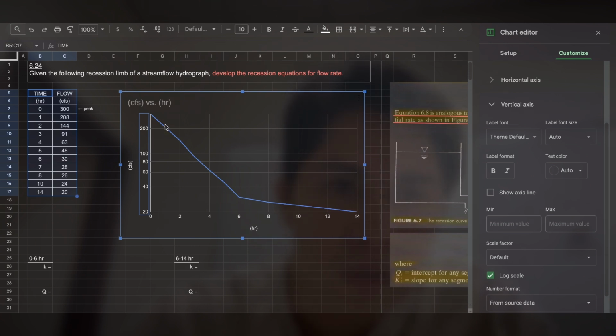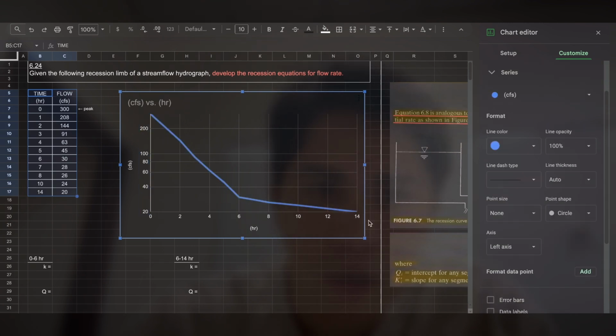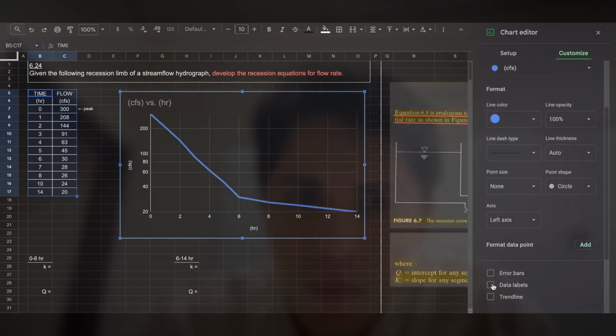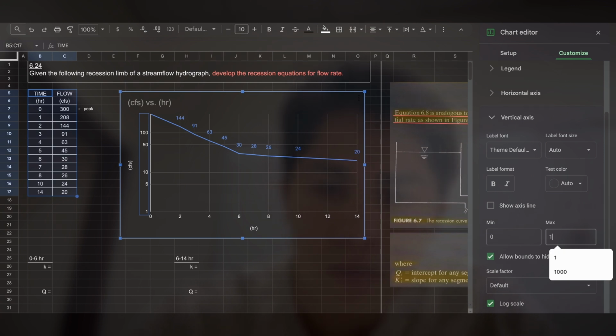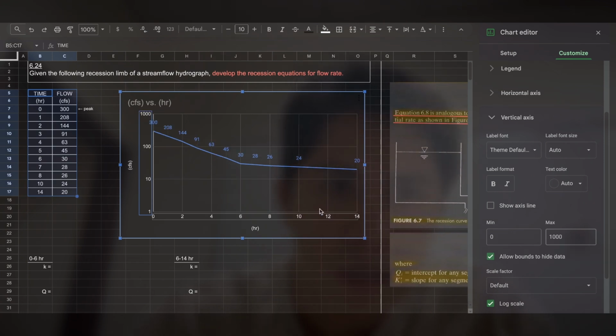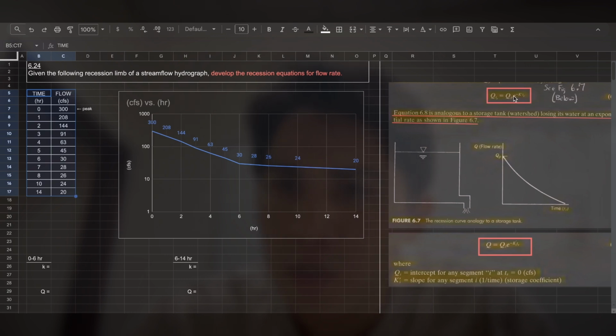So to make things a little more visual, let me add labels to that and make this from 0 to 1,000 if you want. So now we have still these two lines, and the way you create these equations is by using this equation here.